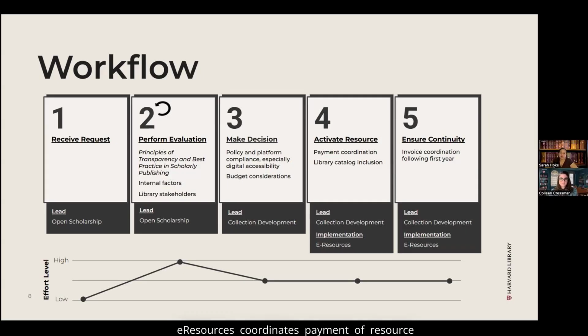E-resources coordinates payment of the resource and is also guided by collection development instructions and permission to use the budget. At the request of collection development, e-resources may also add a link to the library catalog if it's not already there. Many resources are already listed in DOAJ, for example, where we pull OA information to include in our catalog already. And then finally, ensuring continuity.